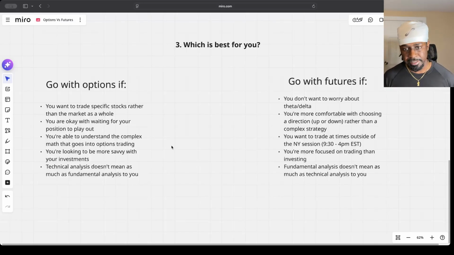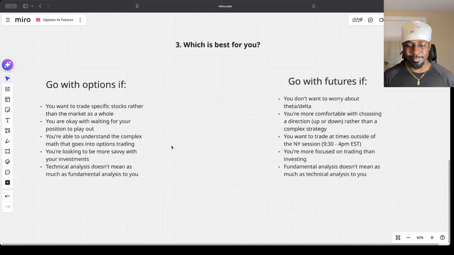They can bring you passive income. So go with options if you want to be more savvy for your investments. And the last one, if technical analysis doesn't mean as much as fundamental analysis to you, then go with options. Technical analysis is going to be looking at the chart patterns, looking at liquidity levels, looking at fair value gaps, looking at support resistance, whatever you want to call it.